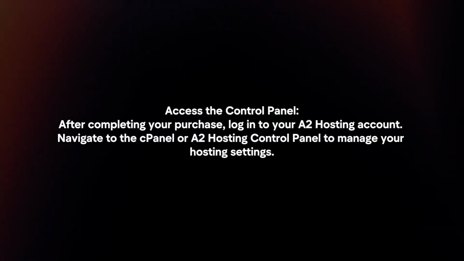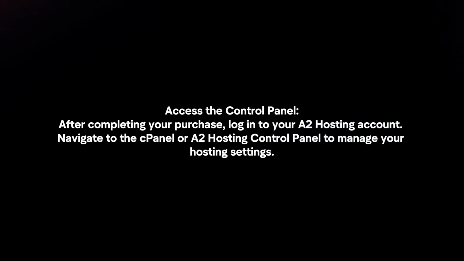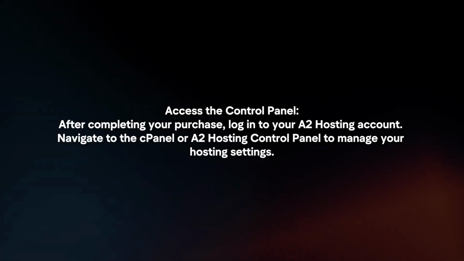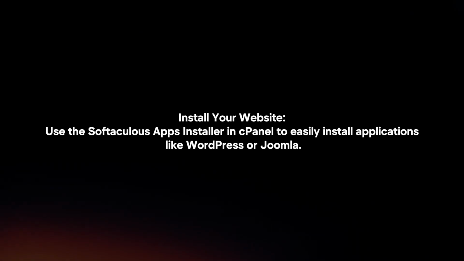Access the control panel. After completing your purchase, log into your A2 hosting account. Navigate to the cPanel or A2 hosting control panel to manage your hosting settings. Install your website. Use the Softaculous Apps installer in cPanel to easily install applications like WordPress or Joomla.